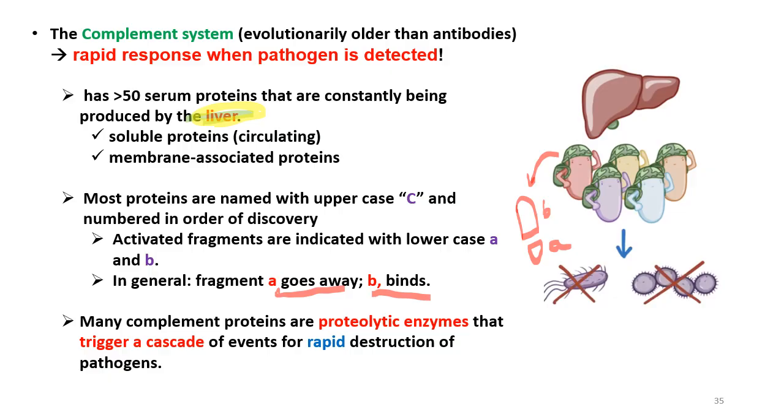Once you have cleavage of this zymogen protein, you're going to start triggering a cascade of events. You cannot stop that cascade. Once you have the trigger, you're going to get the cascade. It's going to be so fast, and you're going to have production of the membrane pore kind of thing that's going to put holes in the membrane and kill the pathogen.